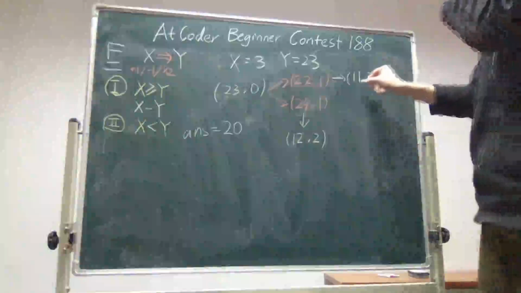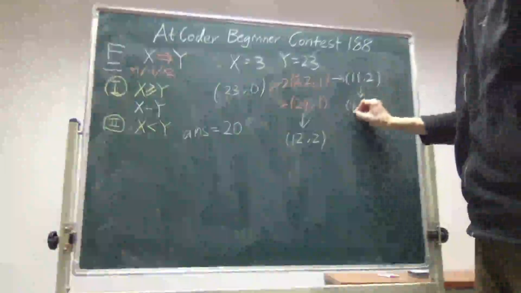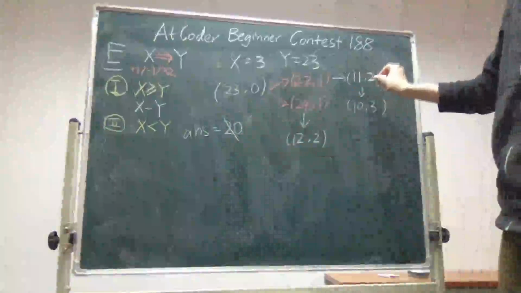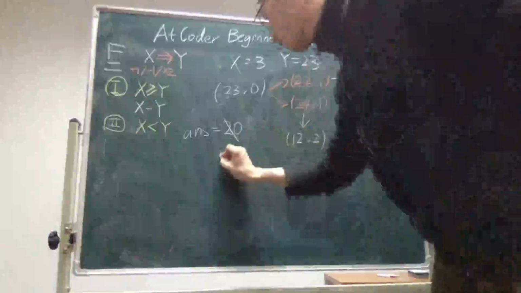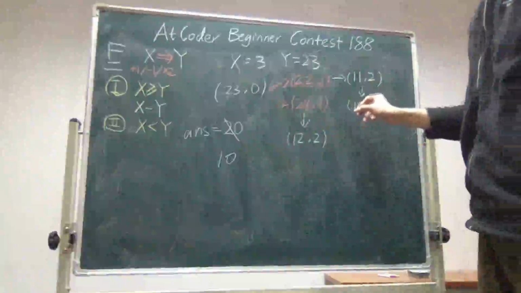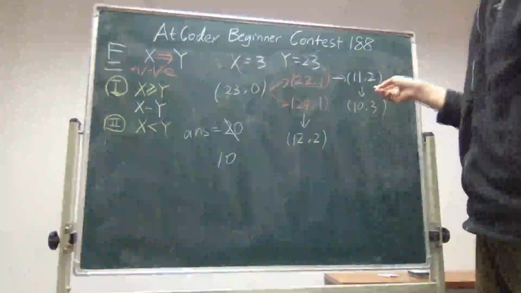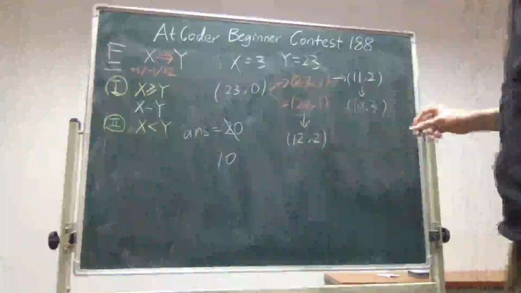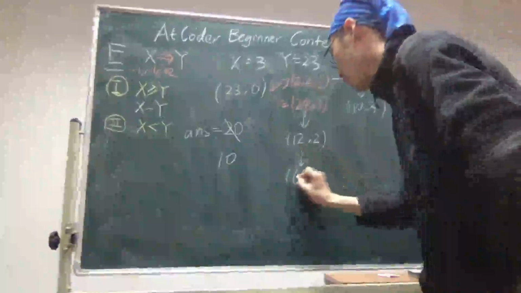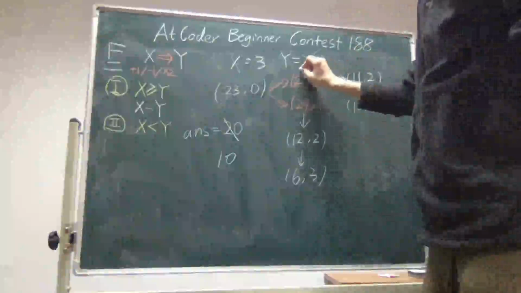So now we are at 11, 2. First we will update the answer. 2 plus 11 minus 3 will get 10. By minus 1, we can go to 10, 3. Here we will not use plus 1 because 12 is already visited. And now 12 is even, so we will go to 6, 3.